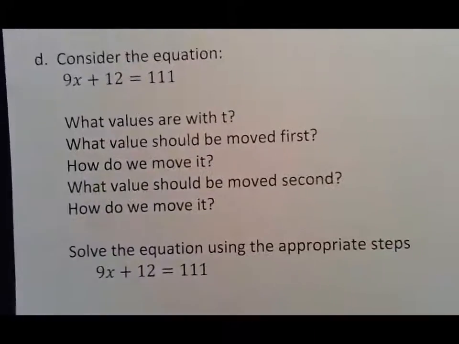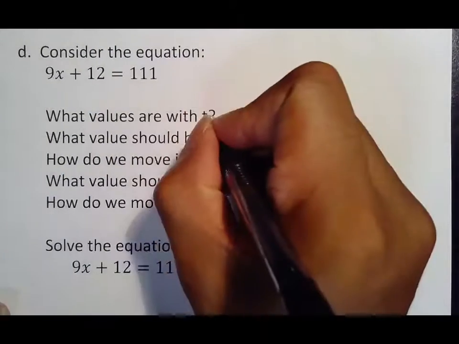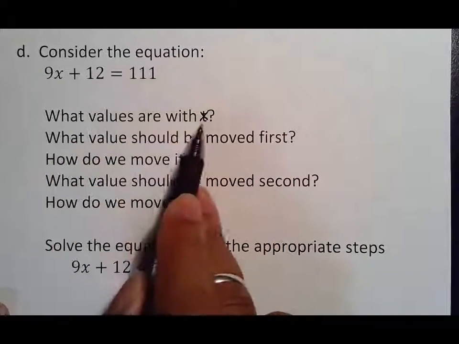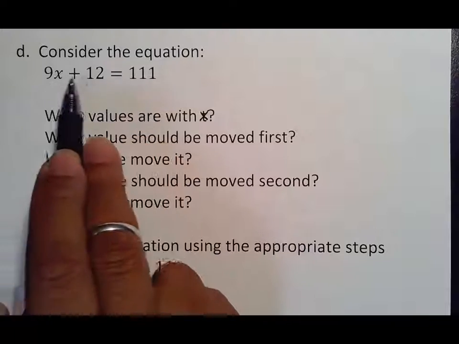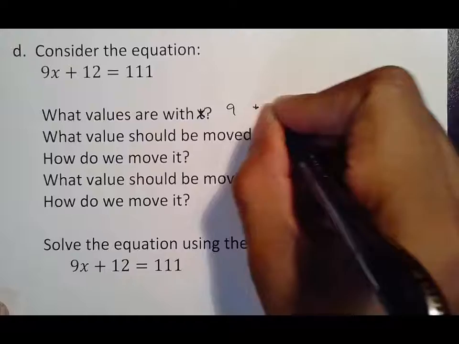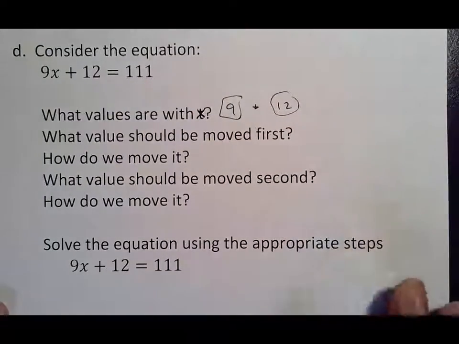One more example before we move on. Again, just to make sure you've got enough examples to follow. Again, this should be an x, not a t. But 9x plus 12 equals 111. What values are with x? Again, the value on the other side of the equal sign doesn't even matter. And so hopefully your eyes are starting to catch that. We are looking at 9 and 12. There will be two boxes here, by the way, and you don't need to put the "and." You just put one number in each box.